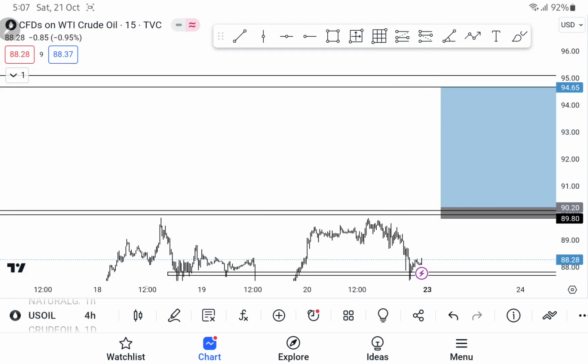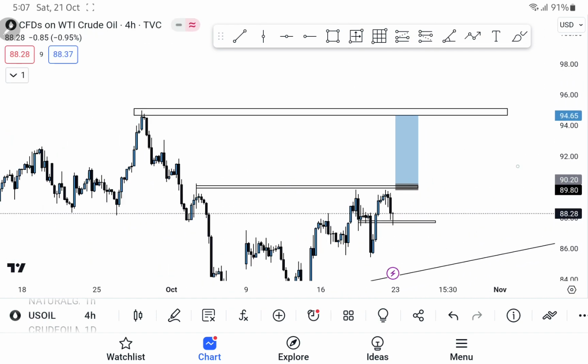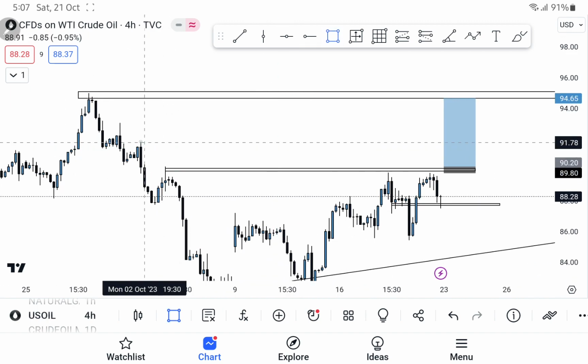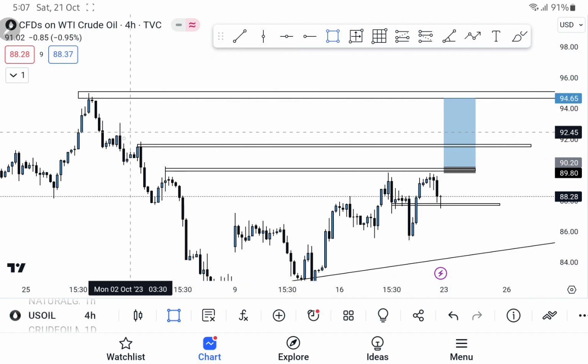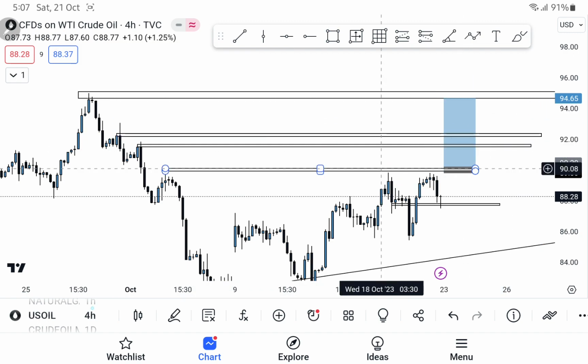How do I say that? Because here is where I see the next resistance zone, next big resistance. See, these are all small resistance, I'm telling you. These are all very important resistance which you can mark and keep. This can be your target 1, target 2 and target 3.